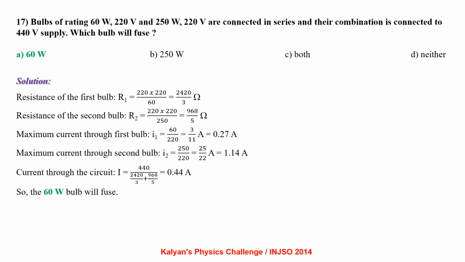So you can see the current through the circuit is more than the maximum current that is allowed in the 60 watt bulb. So it will fuse out.